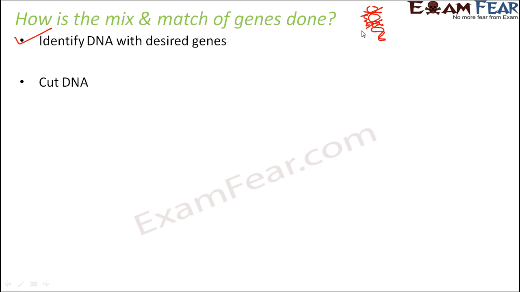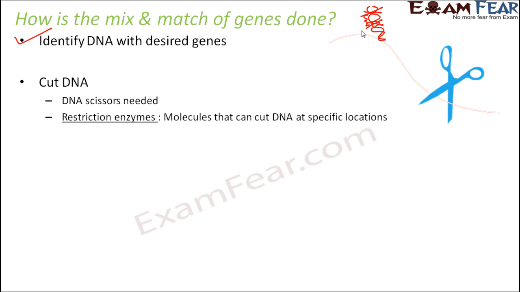Now the question is, DNA is not a paper that you can just cut with a scissor. So how do you cut DNA? For DNA also we need something which can act as a scissor, which we call DNA scissors, which can cut DNA at our desired location. Now what are these DNA scissors? These are again special molecules, and these molecules are the restriction enzymes. So these enzymes act as DNA scissors, that is, they help us to cut DNA at specific locations. So these kinds of molecules are called restriction enzymes.